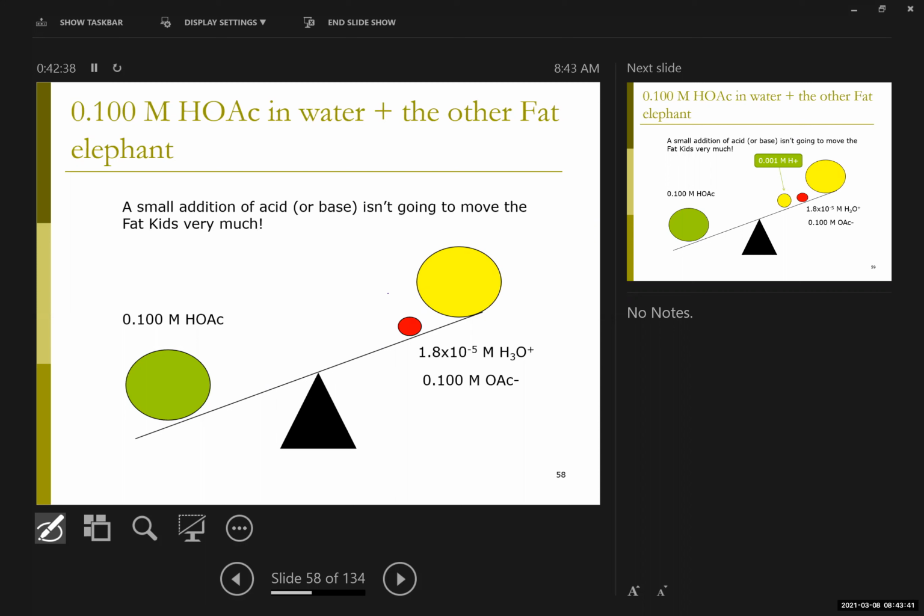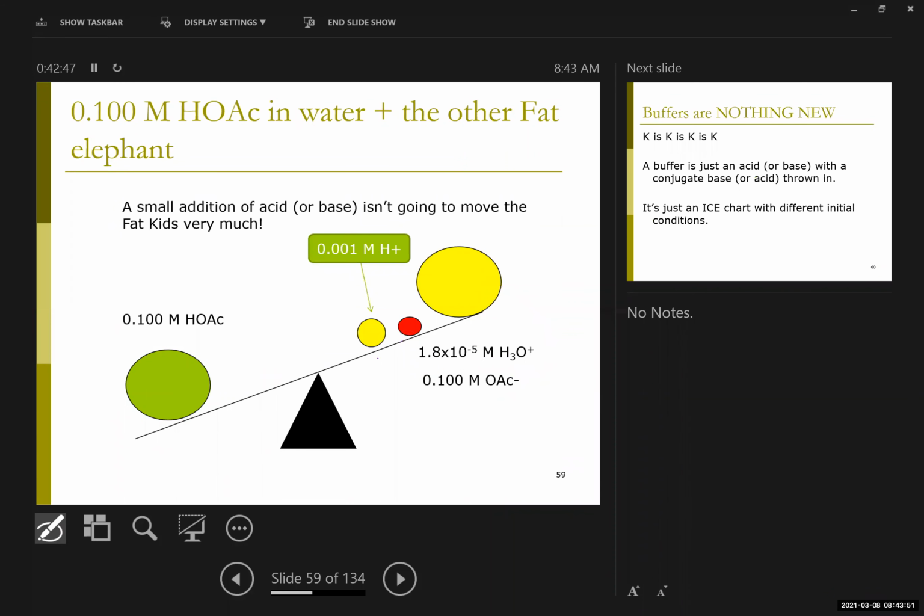The yellow's the acetic acid, it's the bigger number. Size goes with concentration, right? And so if I'm going to swing that seesaw, I have to add much more acid to do it, because I'm essentially weighted down by those 2 elephantine amounts of initial concentrations of the 2 conjugates.